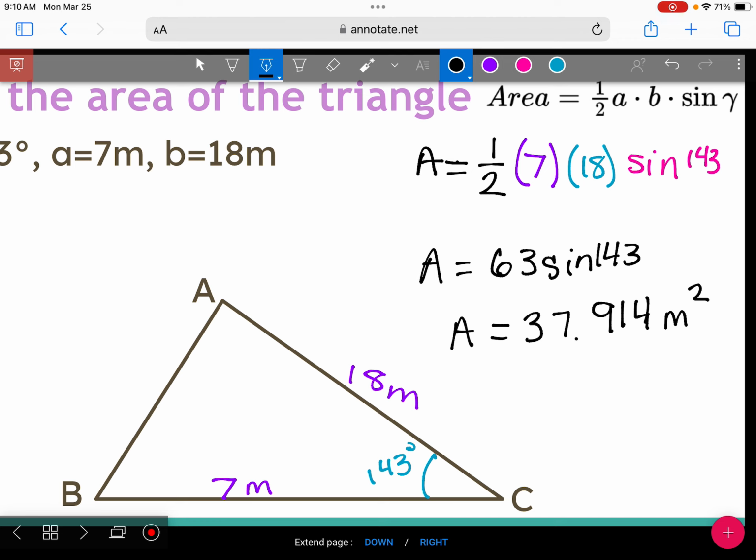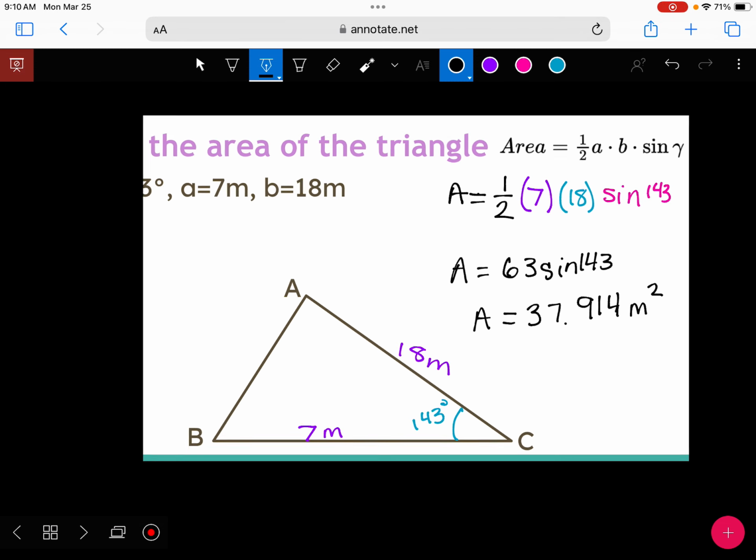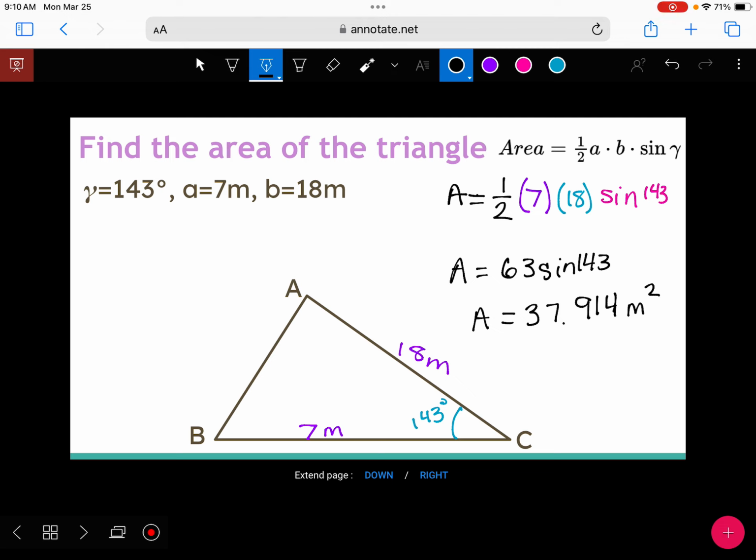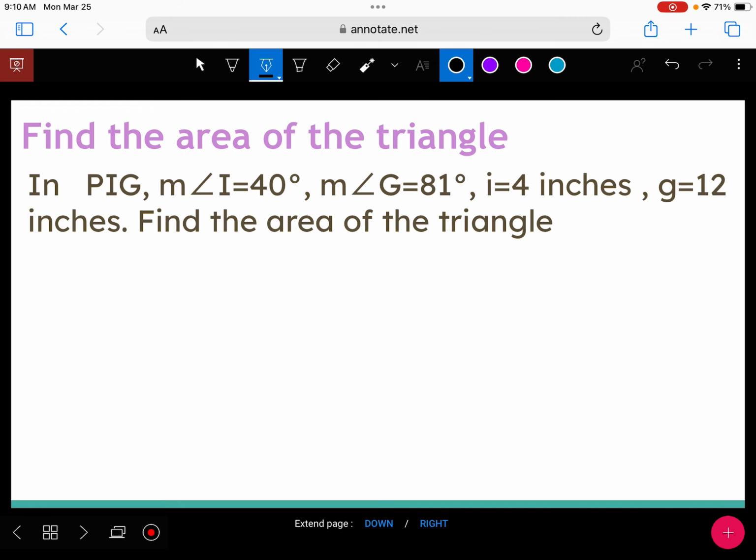And that's all we were asked for on this one. We weren't asked to finish solving the triangle or do anything else crazy with it, just find the area. Questions on this first one? Okay.